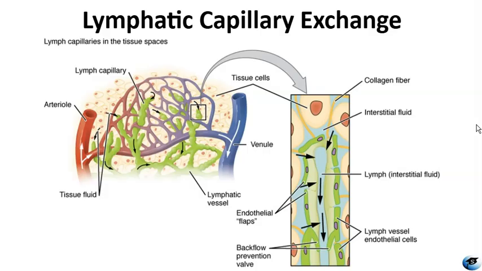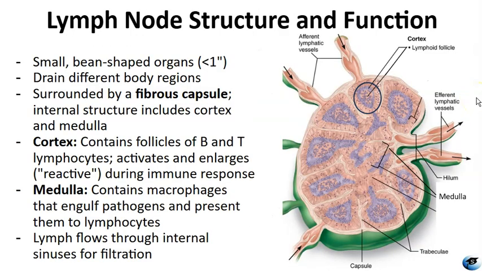This is aided by anchoring collagen fibers, which hold the lymphatic vessels in place and help maintain the opening of the capillary. Also shown are larger lymphatic vessels that transport lymph away from the tissue and eventually return it to the bloodstream. Lymph nodes are small bean-shaped organs, typically less than an inch in size. Each node is responsible for draining lymph from a specific region of the body.